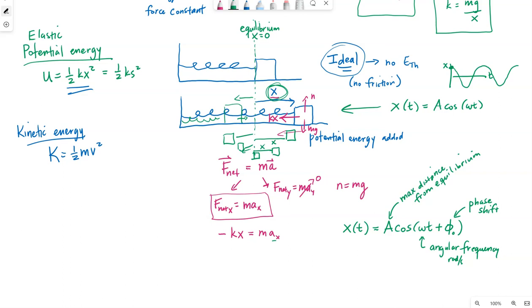All right, so if x is A cosine omega t, then if I take the derivative, I find that the velocity is negative omega A sine omega t. Derivative of a cosine is negative sine. The derivative of the stuff inside the cosine term, the omega t, is omega. And so we get this function for v. If I take the next derivative, I'll get the function for a. I end up with negative omega squared A cosine omega t.